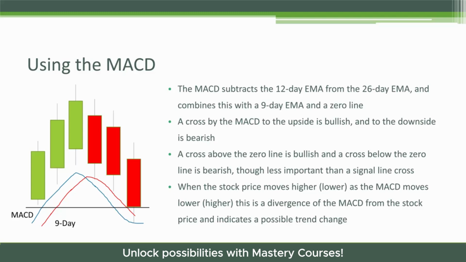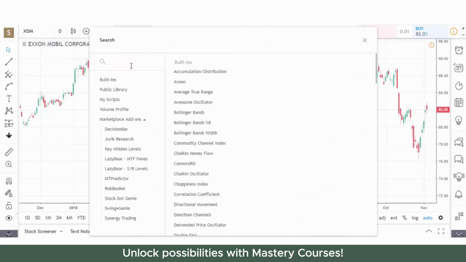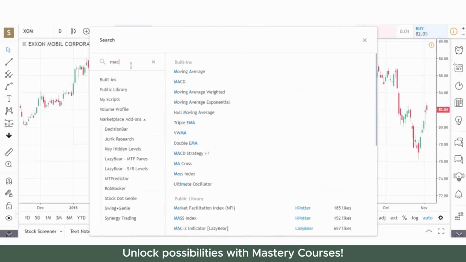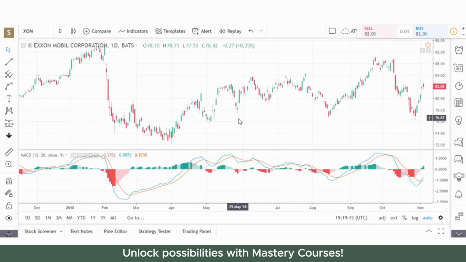So let's take a look at the MACD on a chart. Let's use a chart of ExxonMobil, XOM, on a daily basis to look at the MACD. So we're going to click on Indicators, type in MACD, click the MACD, close this box, and then we have the MACD at the bottom of the screen. The center line is the 0 line for the MACD, and the blue line is the MACD line, and the red line is our 9-period EMA.